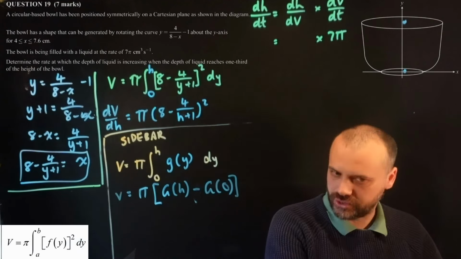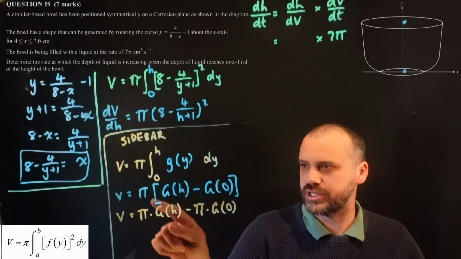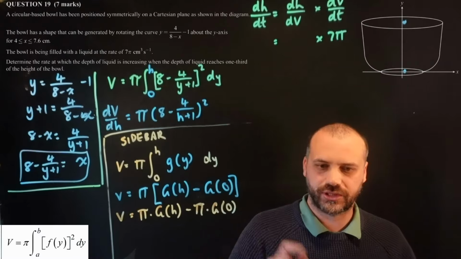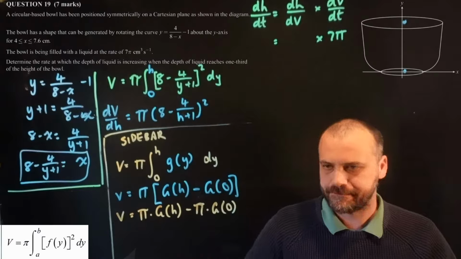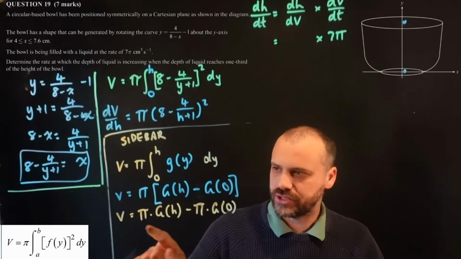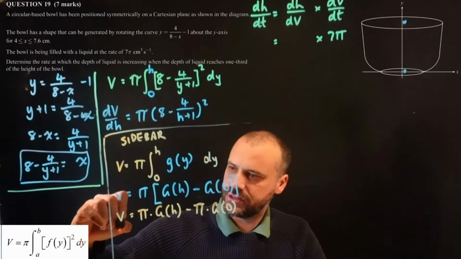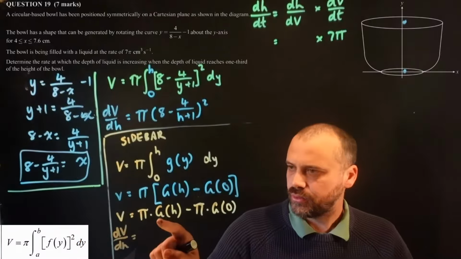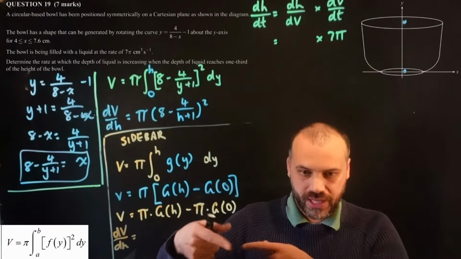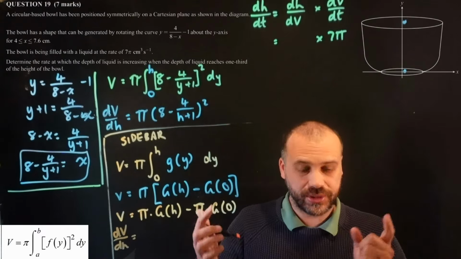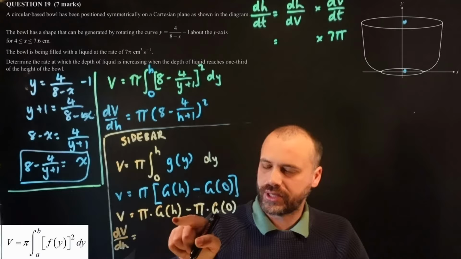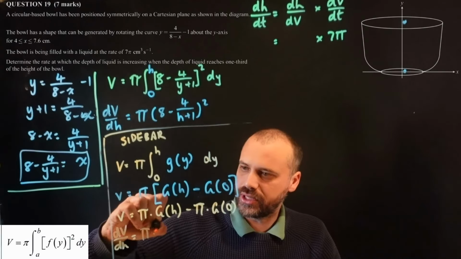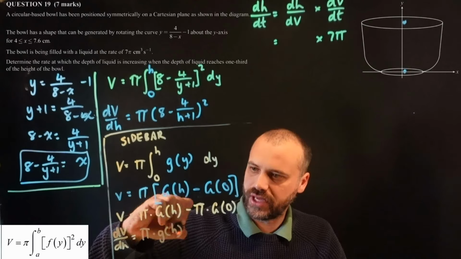So far, so good. One more step here, and I've just expanded those brackets: π times capital G of h minus π times capital G of 0. Now, dV/dh, so finding the derivative of this, what happens? Well, capital G of h, we undo the capital G of h, and we end up at lowercase g of h. Lowercase g of h times π. That's going to be the derivative, right? So π times lowercase g of h.